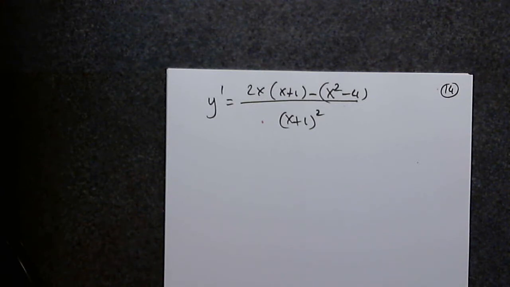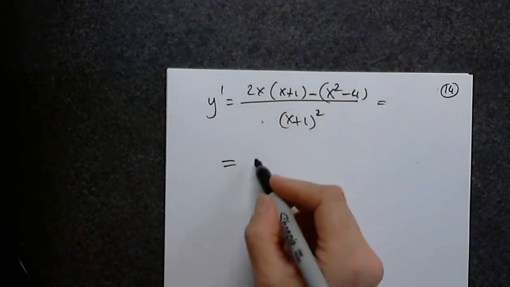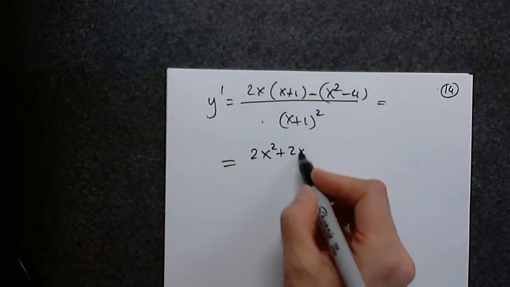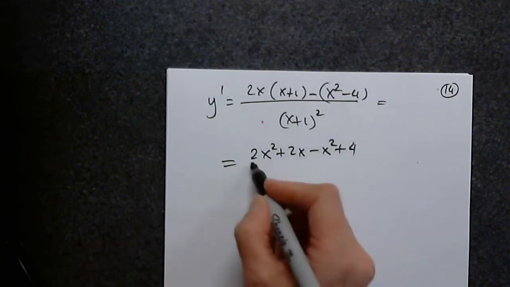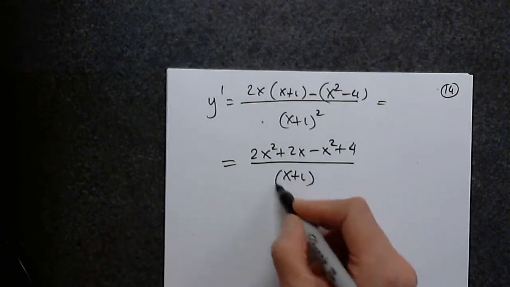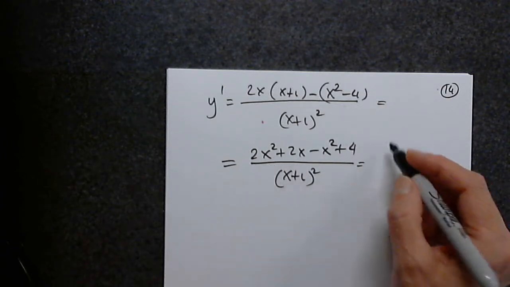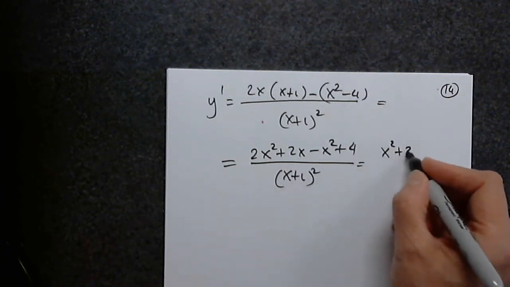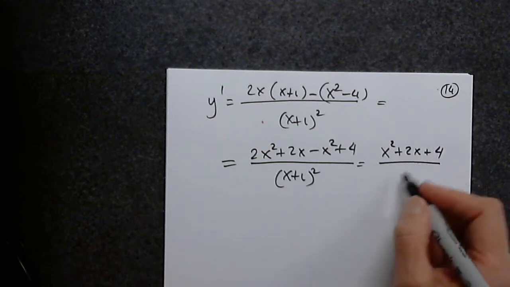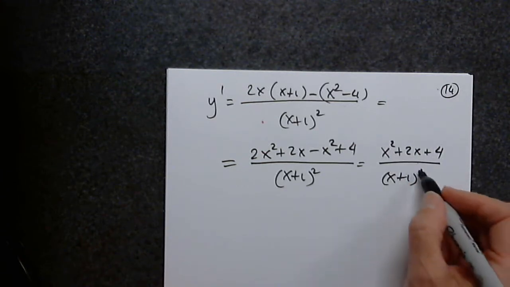It would be a terrible mistake again and again. I'm saying that to simplify that x plus 1 from the top with an x plus 1 from the bottom, because x plus 1 at the top is not a factor. It's part of a term. Okay, so then I have 2x squared plus 2x minus x squared plus 4 over x plus 1 squared. And this is extremely ugly. So it's x squared plus 2x plus 4 divided by x plus 1 squared.